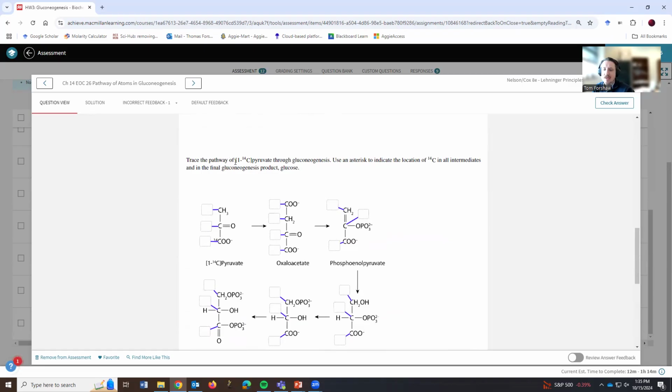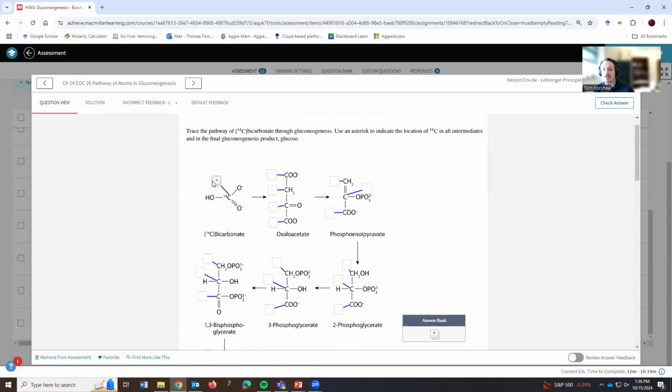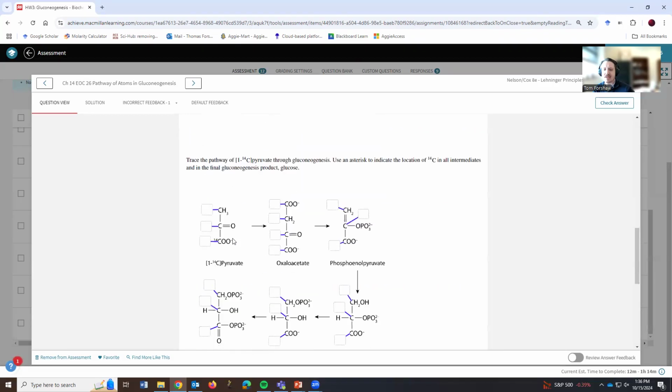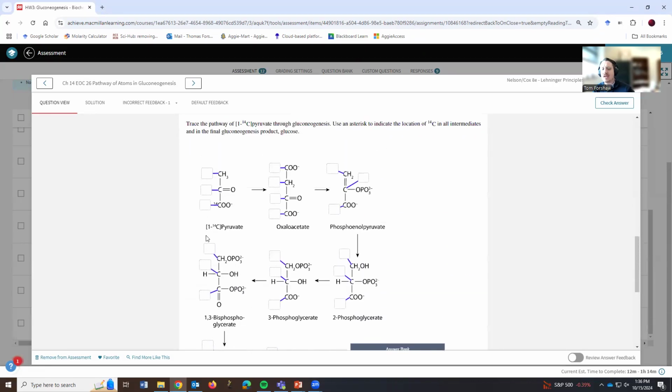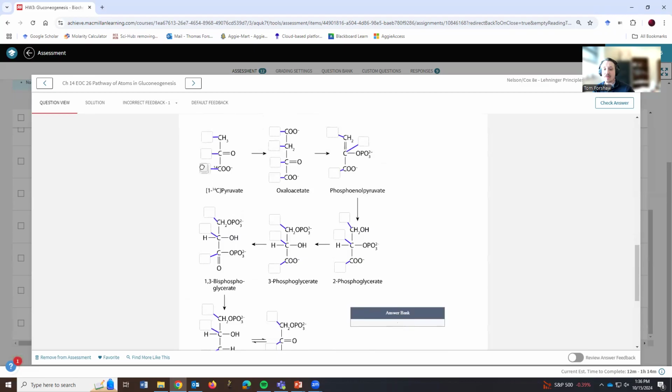With the pyruvate one, there's two ways to know where you start, because with bicarbonate, you've only got one carbon, so it must be that carbon. With the pyruvate, it says that it's 1-14C pyruvate, which means that carbon 1 of pyruvate is labeled. And we label organic molecules like this, starting from the carboxylic acid, which is carbon 1, 2, 3. So it knows this carbon, but also they've already labeled it with a 14. You can go ahead and drag that across there.